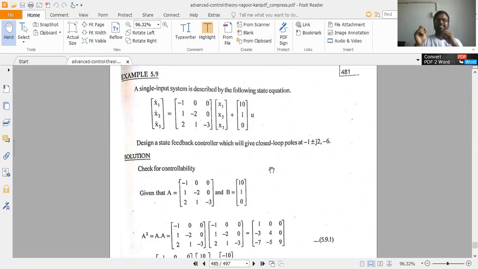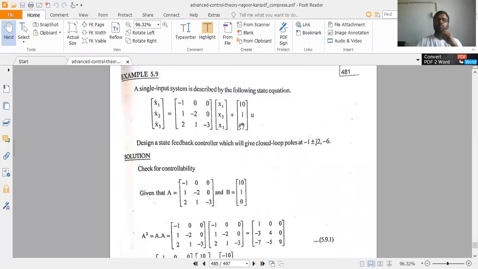So this is the given system, which consists of x1 dot, x2 dot, x3 dot equal to a matrix into x1, x2, x3 plus a matrix into U. That means this is represented as the state space equation, x dot is equal to A into x plus B into U. This particular matrix is capital A and this particular matrix is capital B.